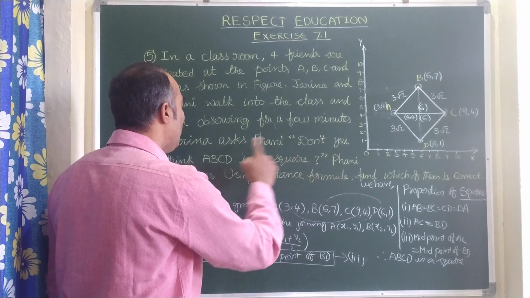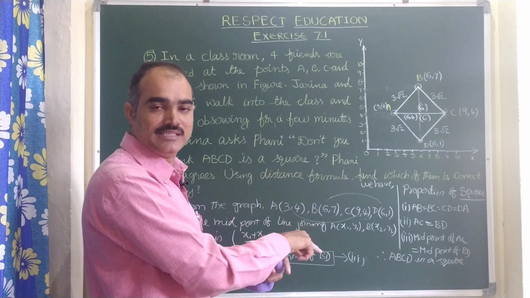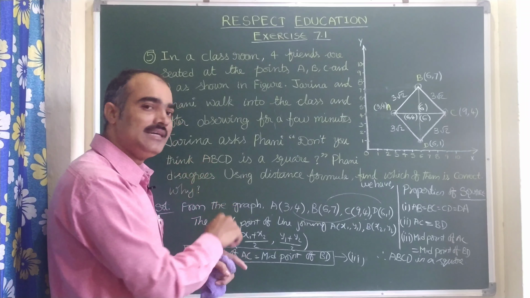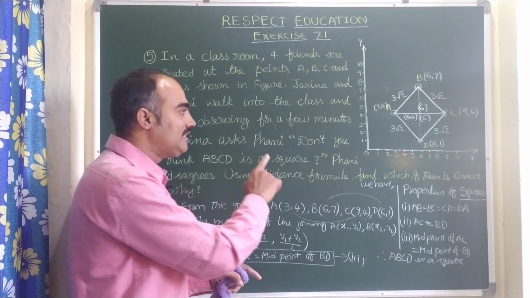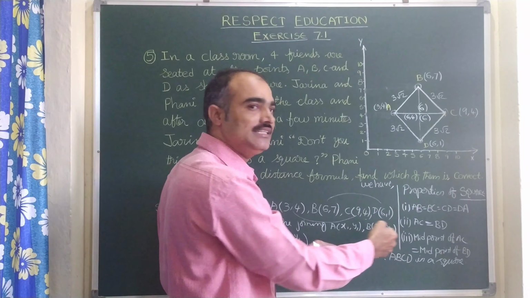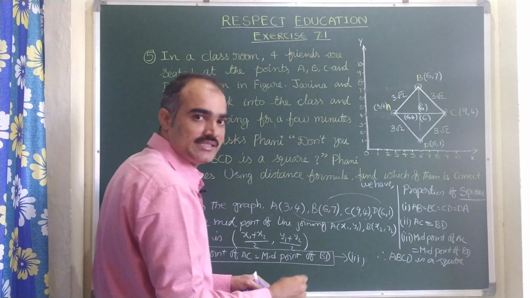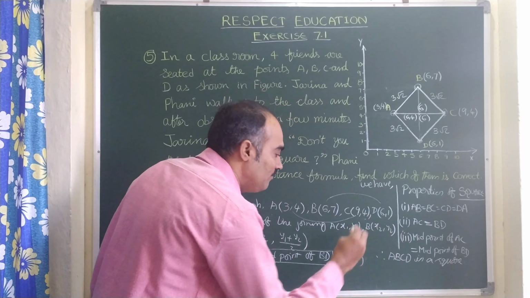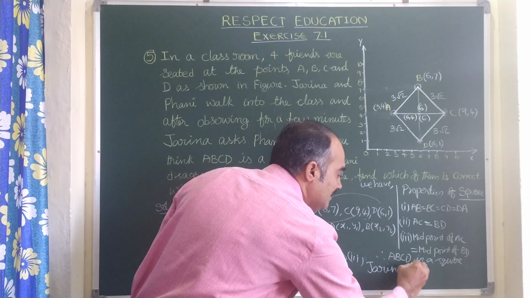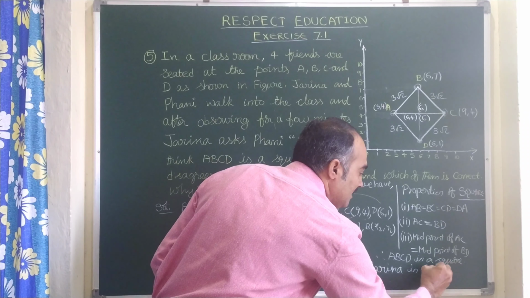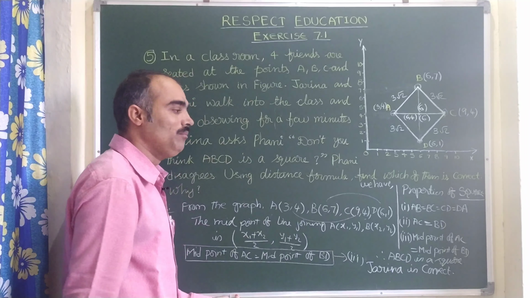Zarina says, don't you think ABCD is a square? Means she already is confirmed that ABCD is a square. Whereas Funny disagreed. So who is correct? Zarina is correct. What she says, ABCD is a square, we too got that ABCD is a square. Here it is asked which of them is correct, so since ABCD is a square, we can write that Zarina is correct, or Zarina gives the correct answer. So with this, the fifth problem gets completed.